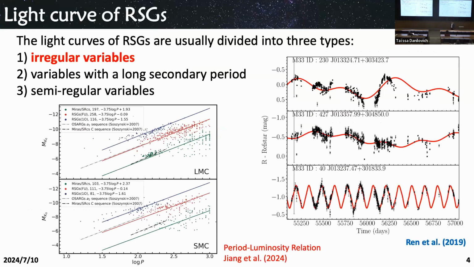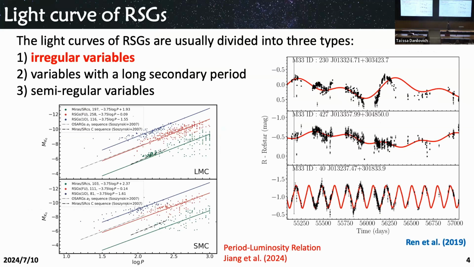The light curves of red supergiant stars can be divided into three types: the irregular variations, the long secondary period, and the semi-regular variables. The semi-regular variations usually have periodic light curves like this, so they also follow a period-luminosity relation shown here by Zhang et al. Red supergiant stars are pulsating in the fundamental or first overtone mode. Because they are much brighter than other stars, they may be a better standard candle to measure larger distances.